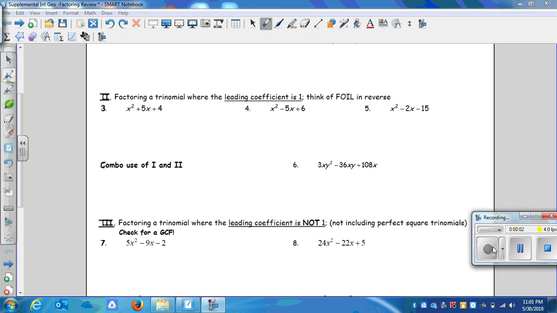This is factoring video number 2, factoring a trinomial where the leading coefficient is 1. So what you'll notice in number 3 through 5, we've got quadratic trinomials where we're going to break them down into multiplication of their factors. Now it says here, think of the factoring as foiling in reverse. Let's do a quick reminder of what foiling means.